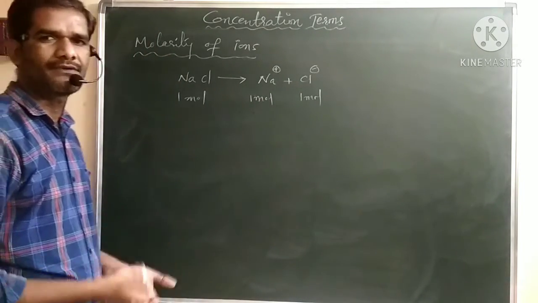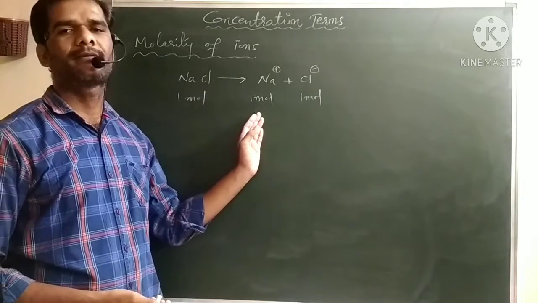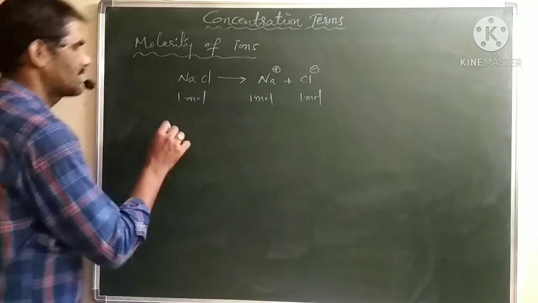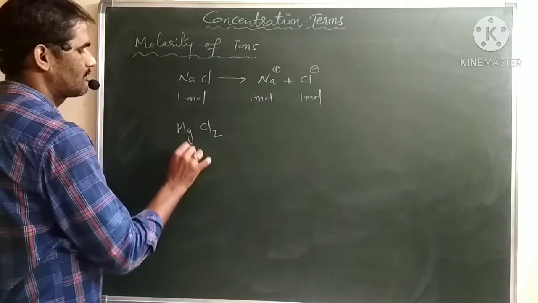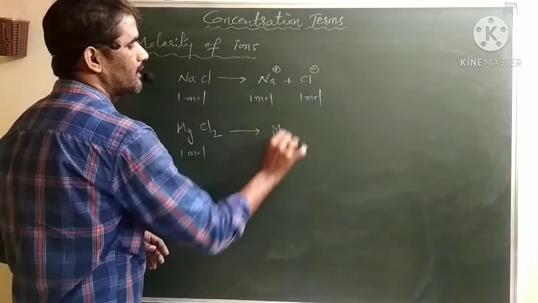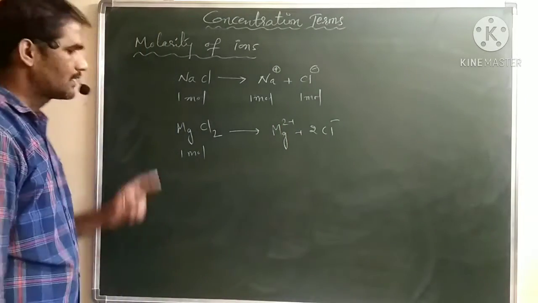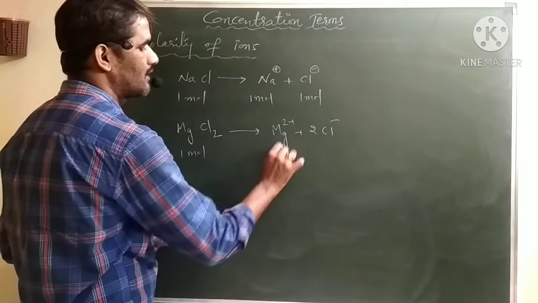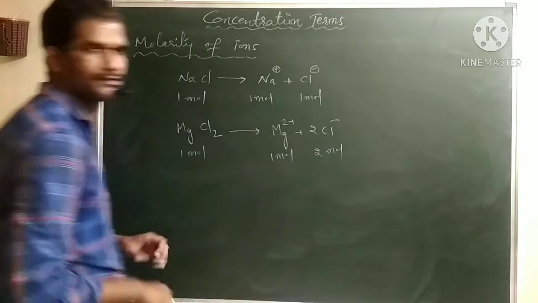If they ask in terms of concentration, if it is 1 molar NaCl, then we get 1 molar Na plus and 1 molar Cl minus ion. If you take 1 mole magnesium chloride and dissolve it, you will get magnesium 2 plus and 2 Cl minus. In this case, 1 mole magnesium chloride will give 1 mole of magnesium ions, but we will get 2 moles of Cl minus ions.